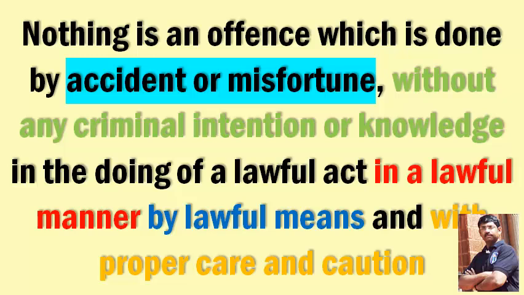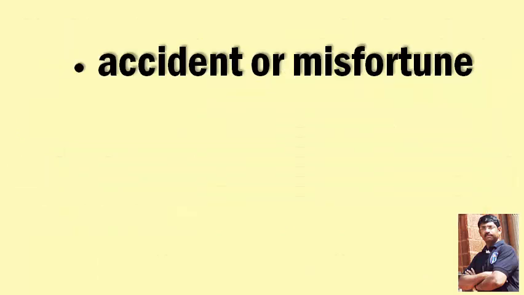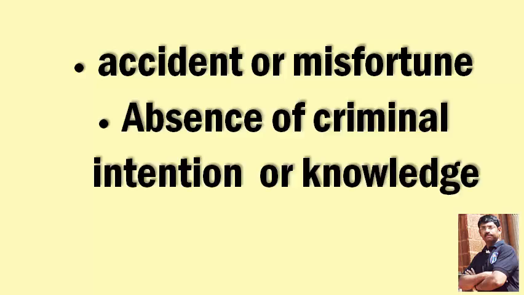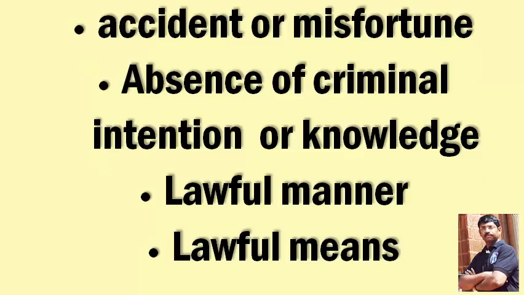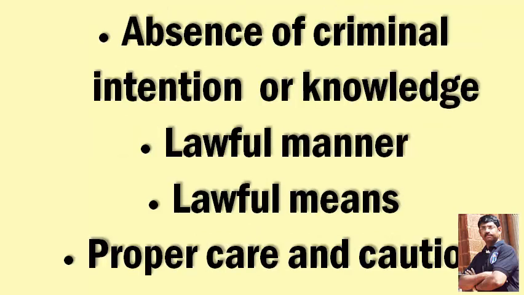Section 80 therefore is about criminal liability in respect of accidental acts. To get the benefit of exemption from criminal liability under this section, the following things must be proved: accident or misfortune, absence of criminal intention or knowledge, lawful manner, lawful means, and proper care and caution.